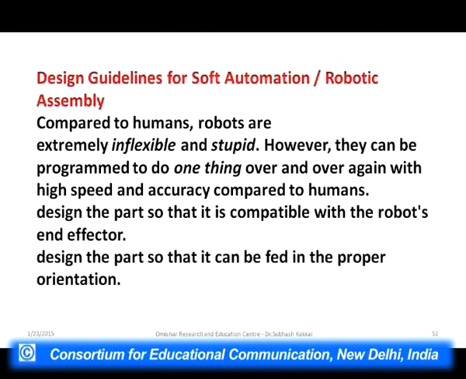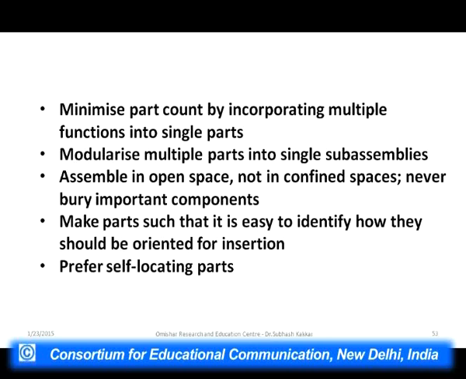Design guidelines for soft automation, meaning robotic assembly lines. Compared to humans, robots are extremely inflexible and stupid. However, they can be programmed to do one thing over and over again with high speed and accuracy. Design the parts so that they are compatible with the robot and end effector. Design the parts so that they can be fed in the proper orientation.